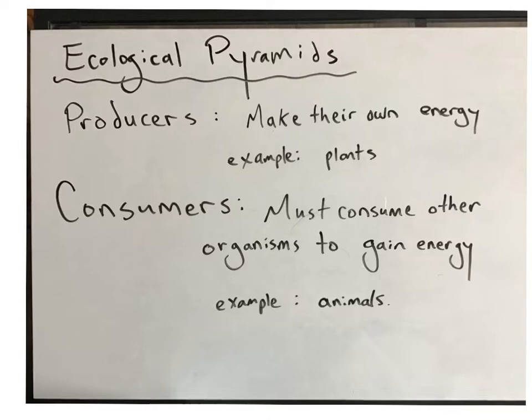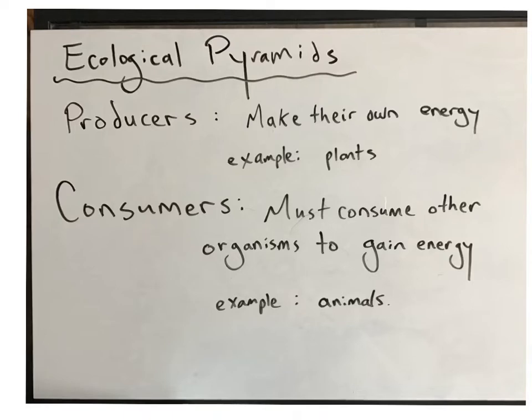So the first thing we're going to talk about today is ecological pyramids. Ecological pyramids are a structure in ecosystems that we can use to explain interactions between organisms and how things are happening. Before we talk about the actual pyramid, we have to talk about two different types of organisms. We're going to classify organisms as either producers or consumers.